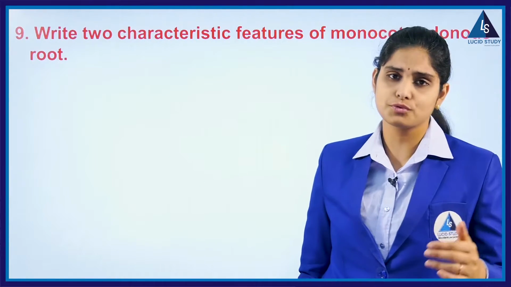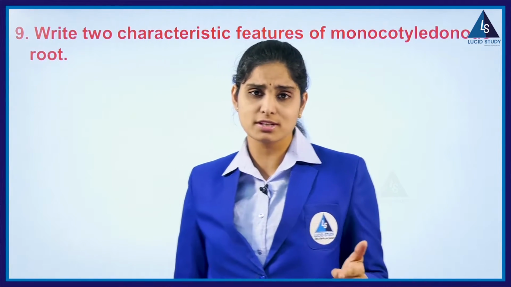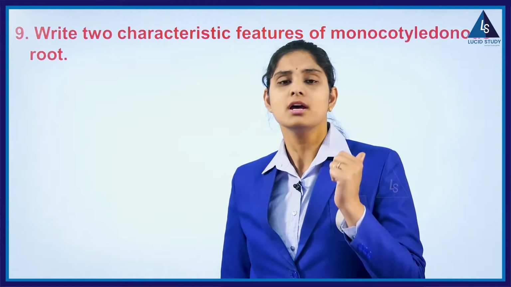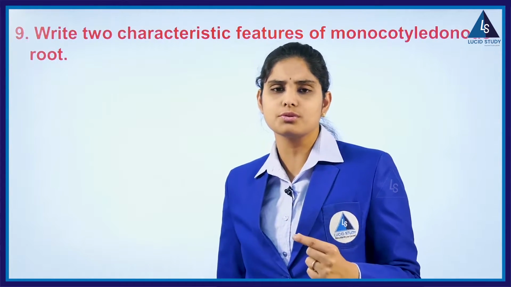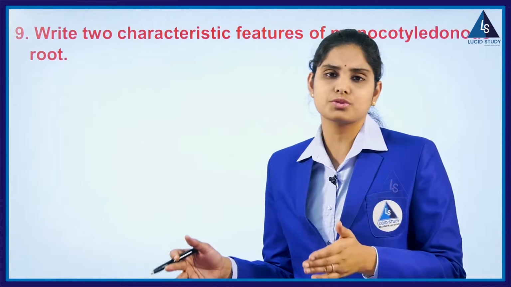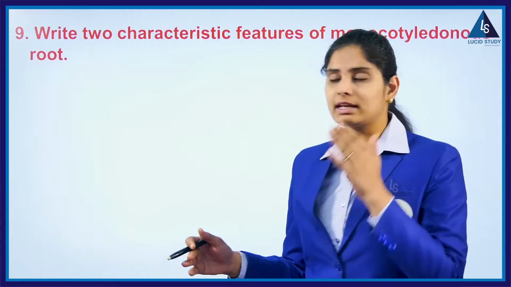Now what are the 2 features? The first feature is they are fibrous in nature, isn't it students? And secondly we say they form some thin structures, okay, thin roots that originate from the stem and they stay very close to the soil, right? This is the second characteristic feature.